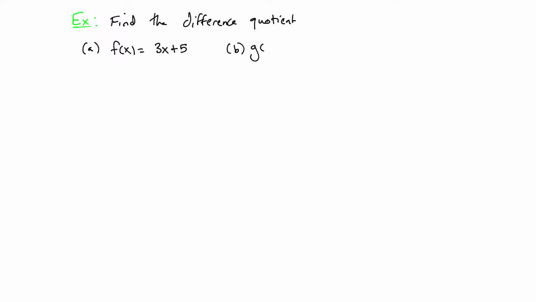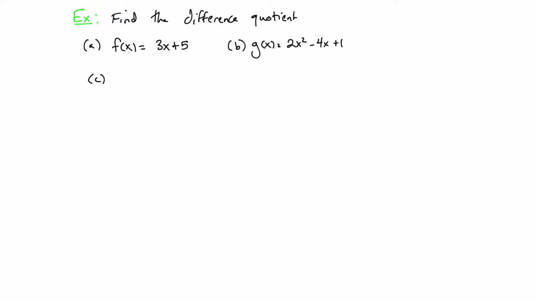So for our example here, we're going to find the difference quotient. Part A will be f of x equals 3x plus 5. Part B will be g of x equals 2x squared minus 4x plus 1. Part C, sorry, I didn't mean for it to zoom in there, will be y equals 1 over x plus 2. And part D will be capital P of x is equal to the square root of 4x minus 9. We'll go ahead and get into it.